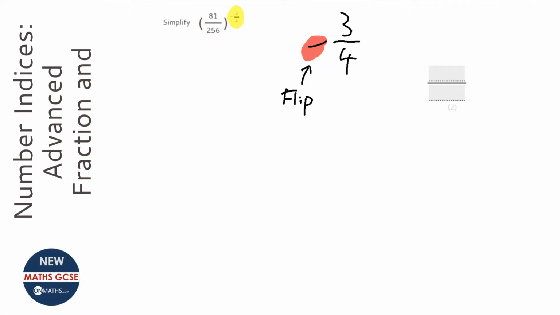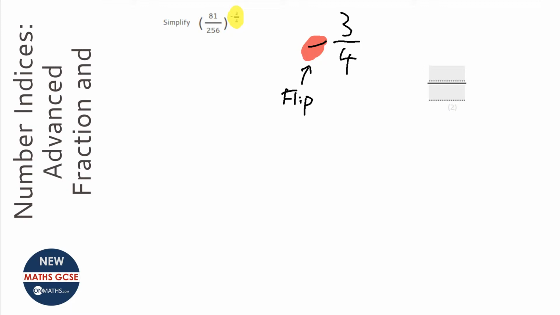So I'm going to just draw a bigger indice here, and then I can just do some quick notes to remind us what these mean. That negative there will flip, or find the reciprocal of, the base number, the number that we are doing to the power of minus 3/4.